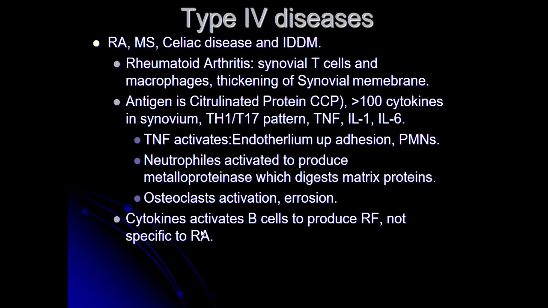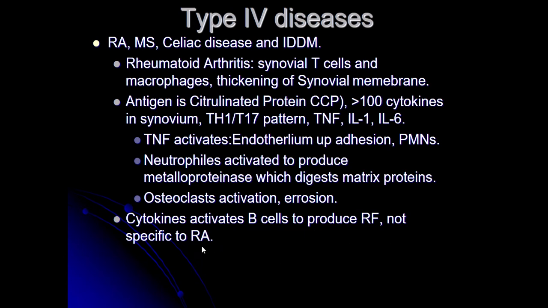So the activated cytokines activate the B cells to produce the rheumatoid factor, which is an antibody, IgM against IgG, and it is not specific for rheumatoid arthritis. So here the rheumatoid factor is one of the factors that are needed for the diagnosis.